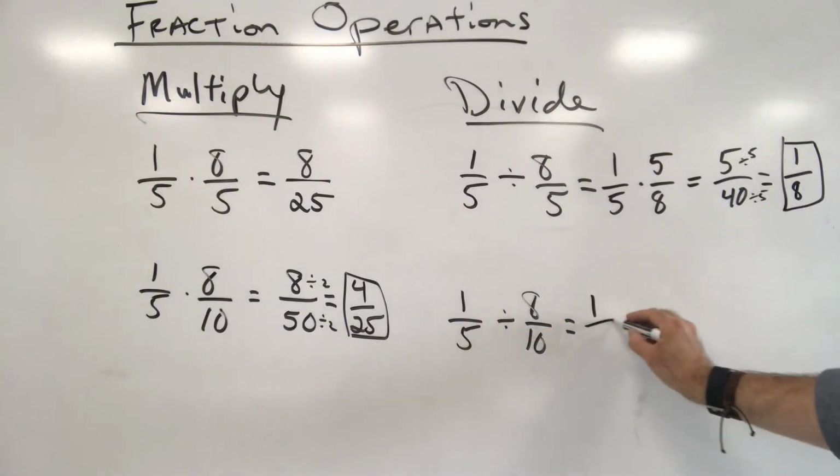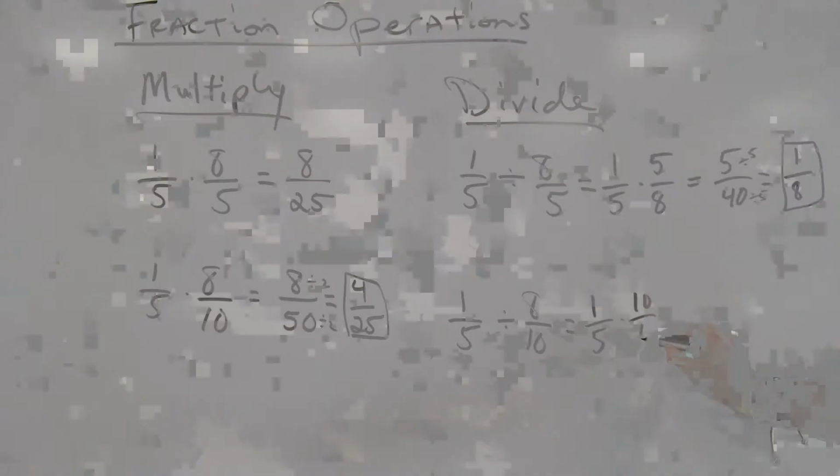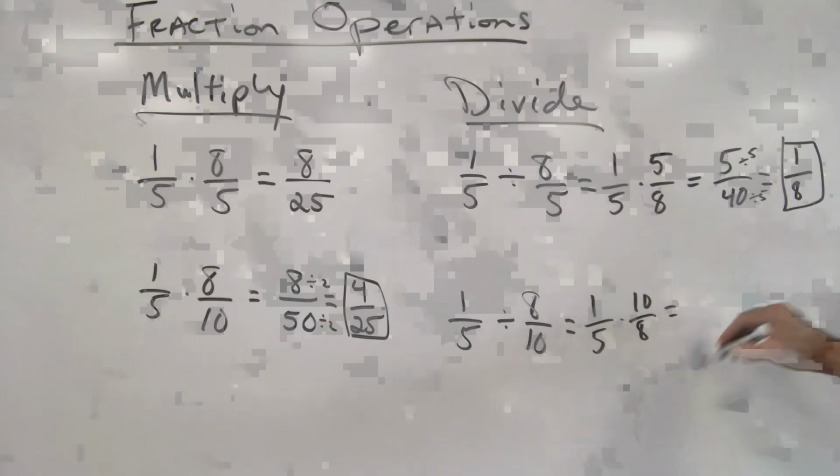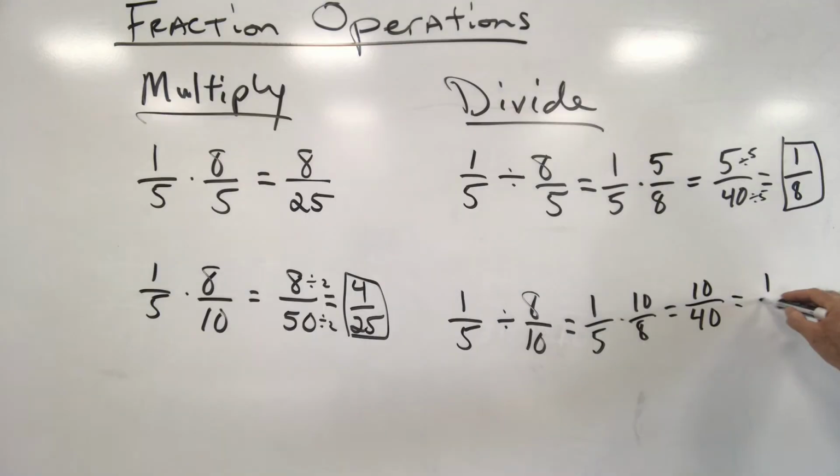Likewise, I can rewrite this problem. It's easier to solve if I take 1/5 times 10/8 and multiply straight across. I get 10 over 40, which can be reduced to 1/4. They both have a 0 that cancels out.